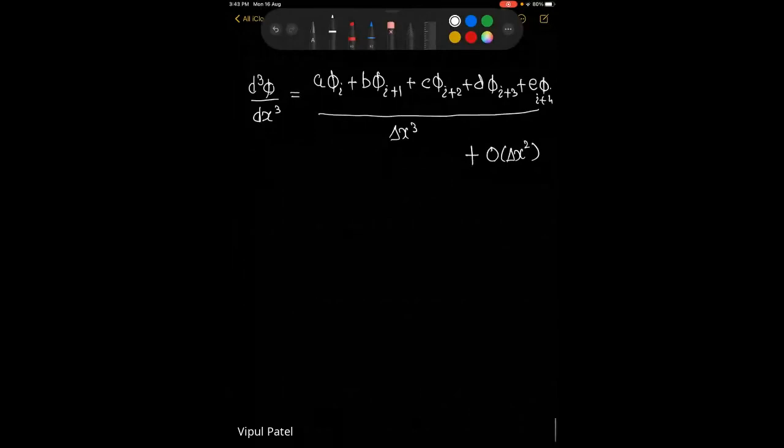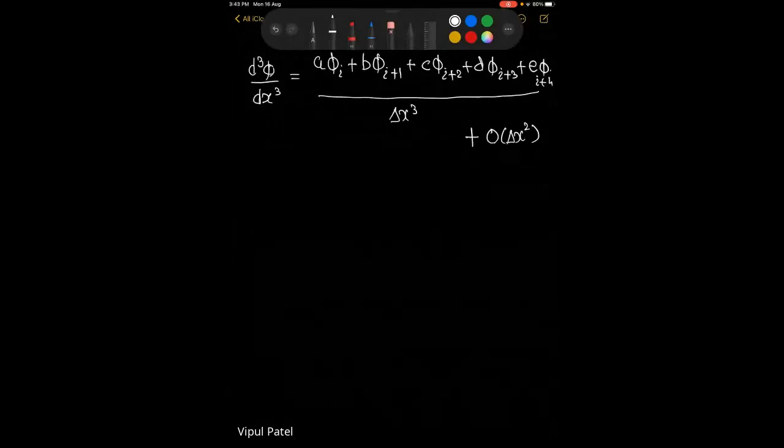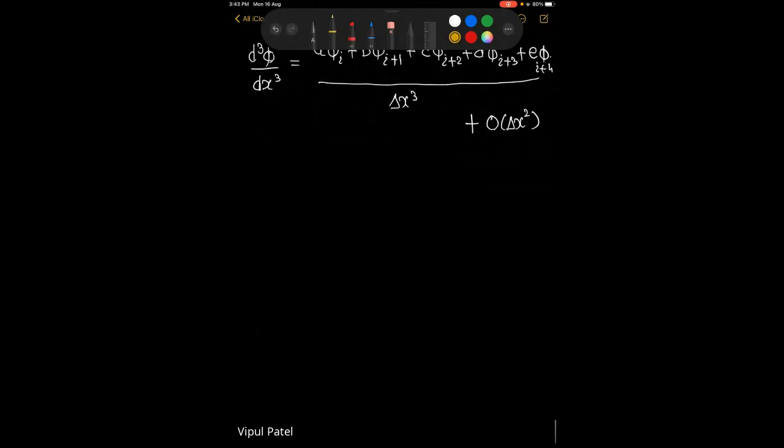Okay, so let us start with a very simple, first order derivative term. So again, let us state that we have this particular formulation which is d phi by dx, and we want to have an order of accuracy which is delta x square. And we want to retain this accuracy with forward difference approximation.